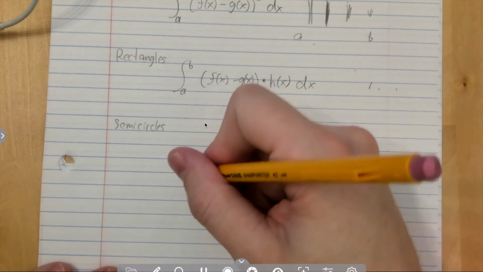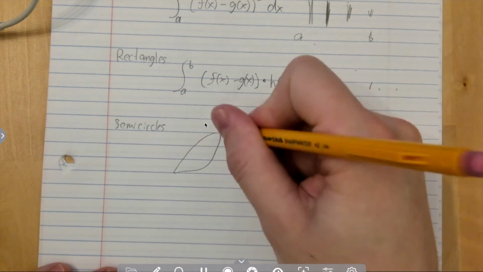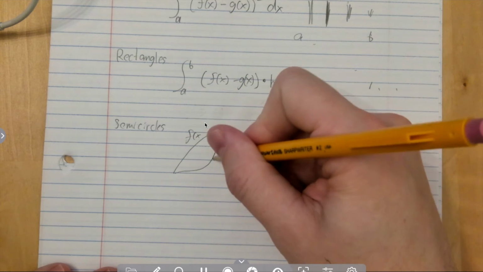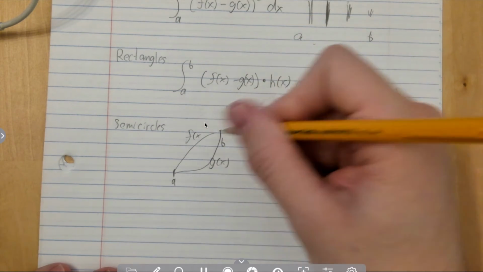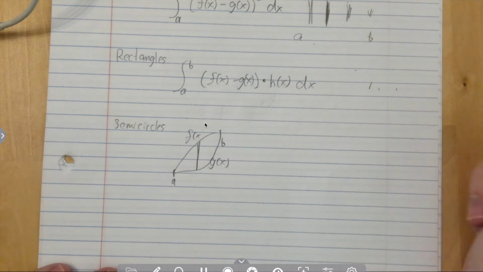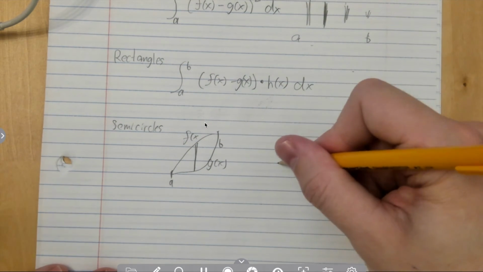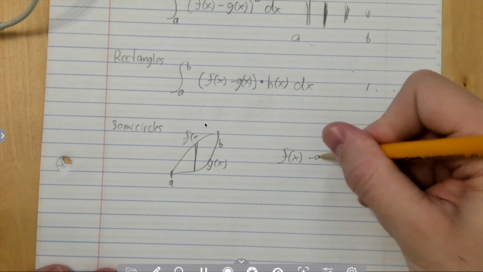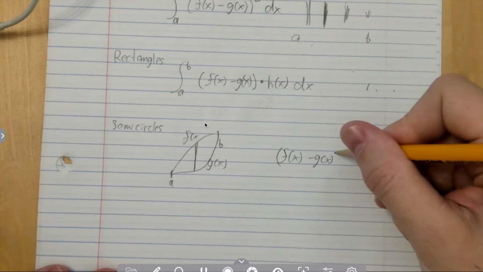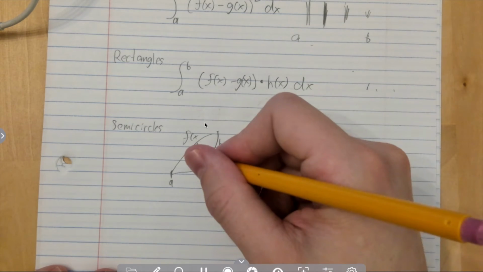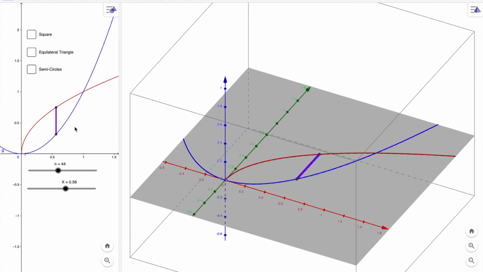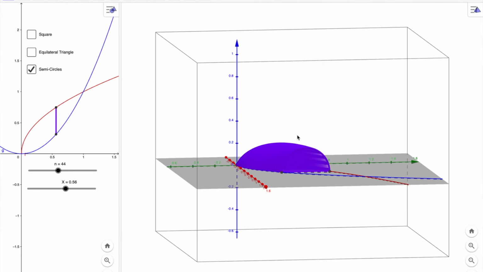This is where things are going to get a little bit interesting, so let me draw those two functions again. Here's f, here's g, there's a, there's b. The thing to be very careful of is, in this case, f of x minus g of x is the diameter of that shape. So when you make a semicircle, f of x minus g of x is the diameter.